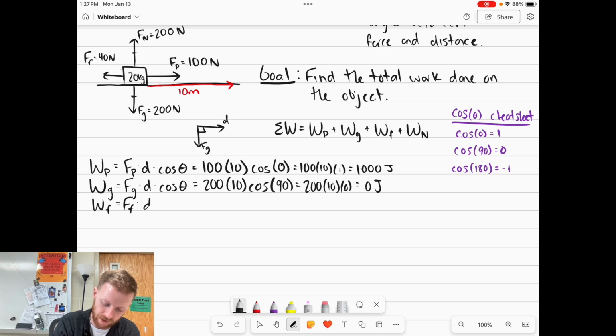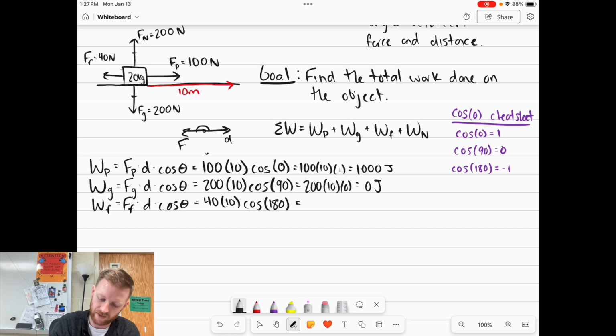All right, let's look at the work done by friction. It's going to be the force of friction times distance times cosine theta. So friction was 40, distance is 10, and then what's my cosine function going to be? Well, let's look at it again. I have the force of friction pointed to the left, and I have distance pointed this way. Here is going to be 180 degrees. And as we looked at earlier on our cheat sheet, cosine of 180 is -1. It's going to be 40 times 10 times -1, which gives you -400 joules, which tells me, yes, you can have a negative work. It's important to realize that.